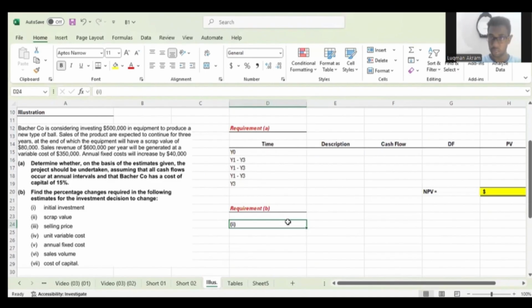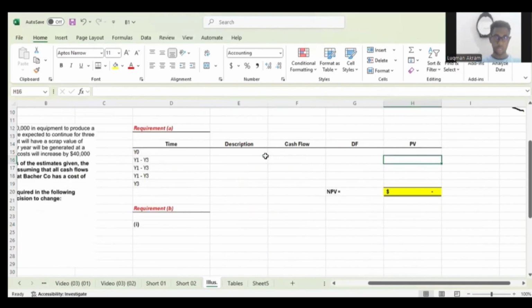What I can observe in the scenario is the sales revenue, variable cost, and annual fixed costs are constant. So we can make use of the annuity tables here if they require the NPV. Requirement A reads: determine whether, on the basis of the estimates given, the project should be undertaken, assuming that all cash flows occur at annual intervals and Batcher Company has a cost of capital of 15%. What they require in requirement A would be the NPV. So let's get right into it.